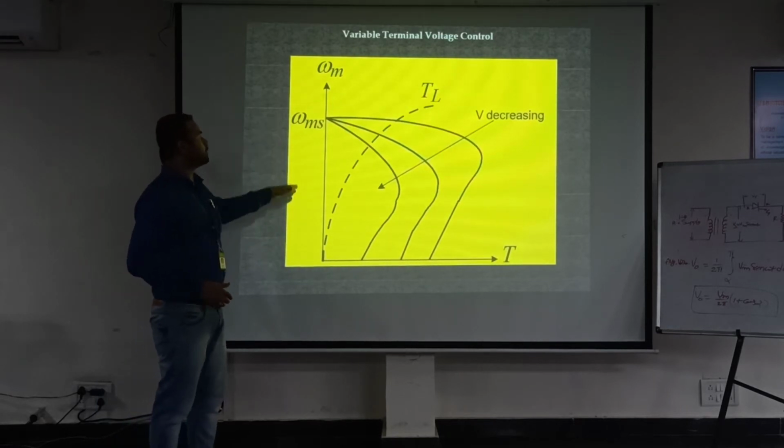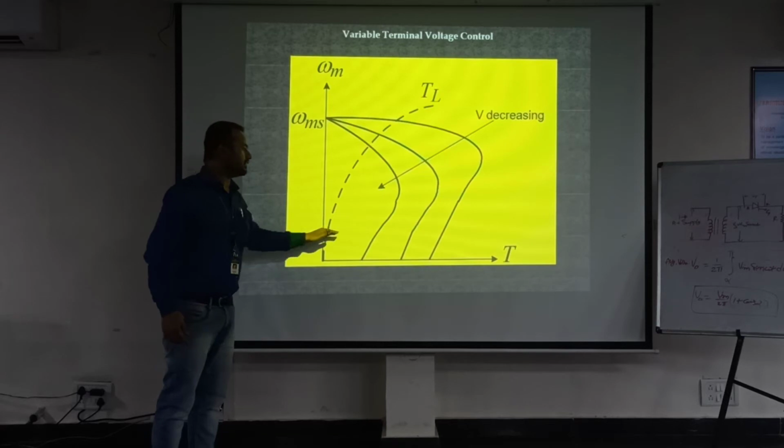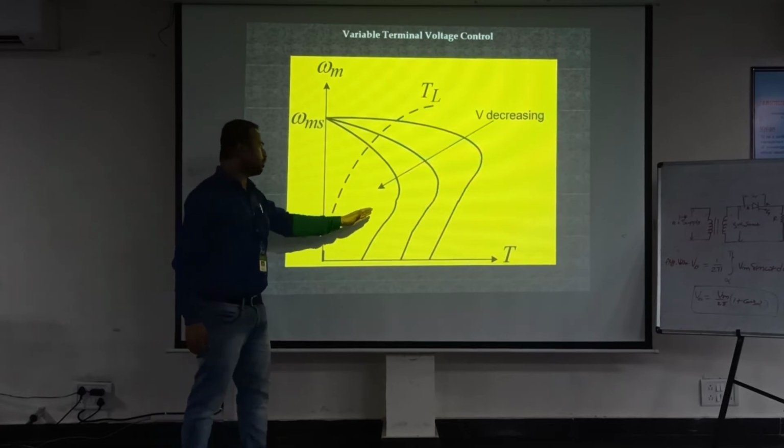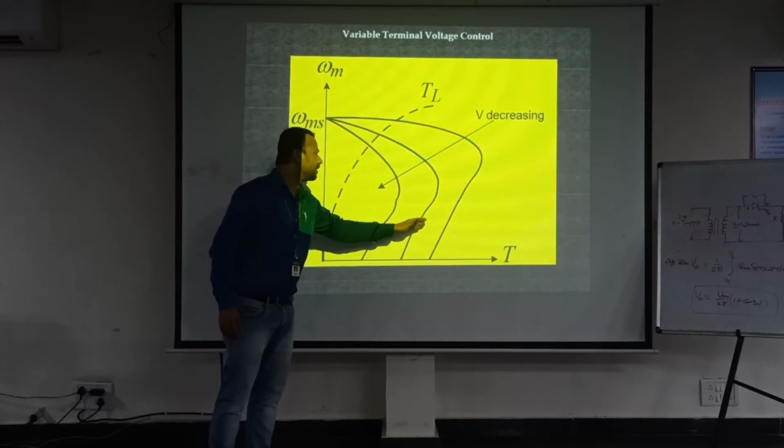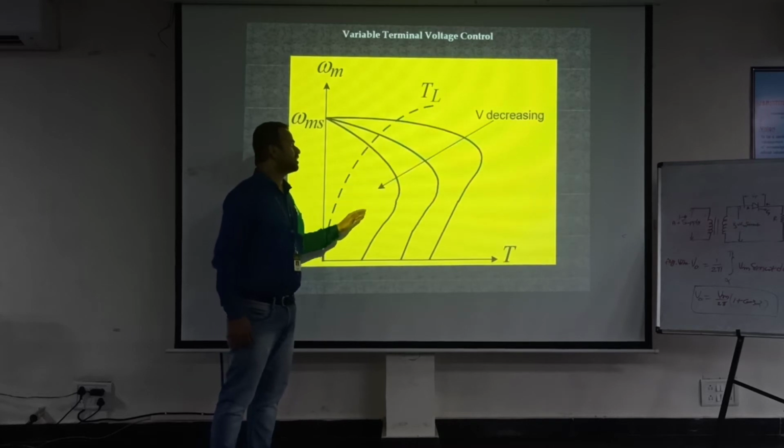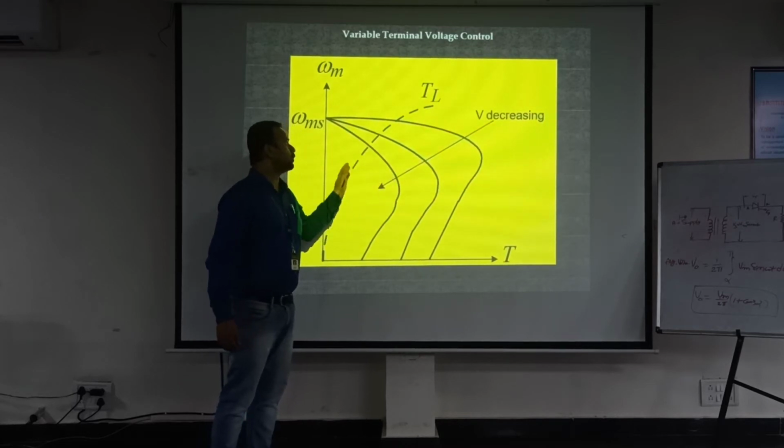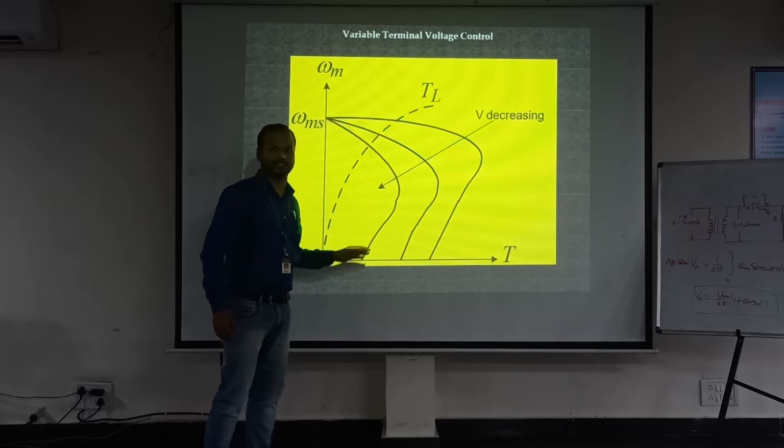Here this is the speed axis, omega, and this is the torque axis. For various voltages like V1, V2, V3, we get different characteristics. By decreasing the voltage, we get different torque characteristics.